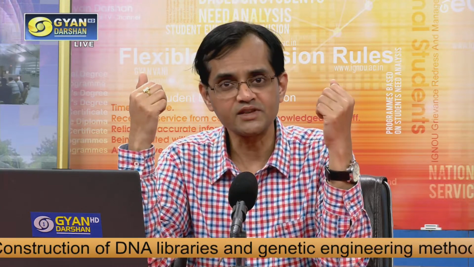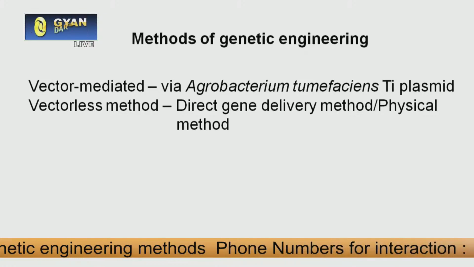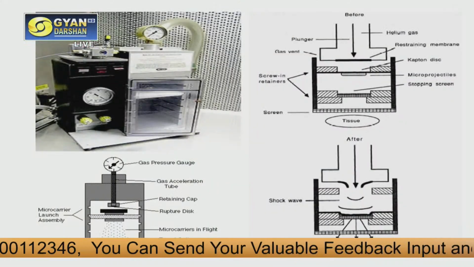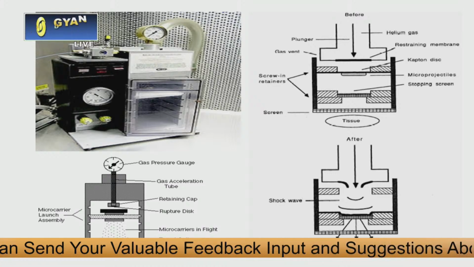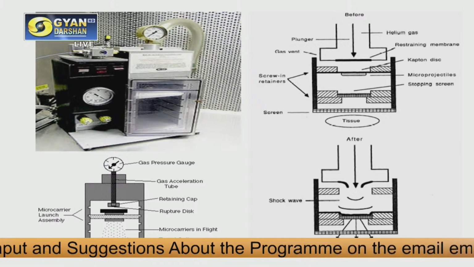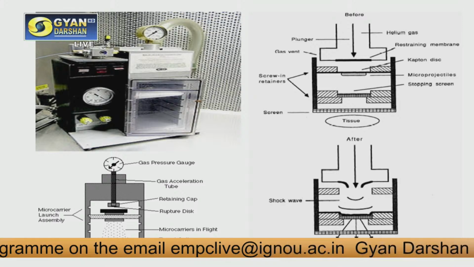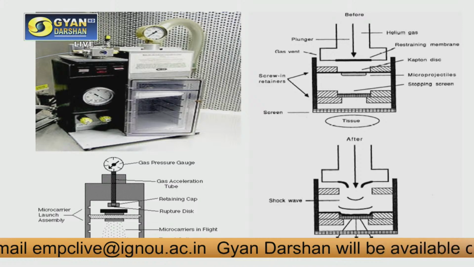So today, in this second part, we will discuss the vectorless method, because the vector mediated method I have already discussed. Now, among the vectorless methods, the first and foremost one, which is very interesting, is the particle bombardment method, or gene gun method, or ballistic method. If you see my slide presentation, you can see I have shown the picture of the instrument, which is a popular instrument from one of the very well-known companies, and this is the bombardment machine, or the ballistic machine.